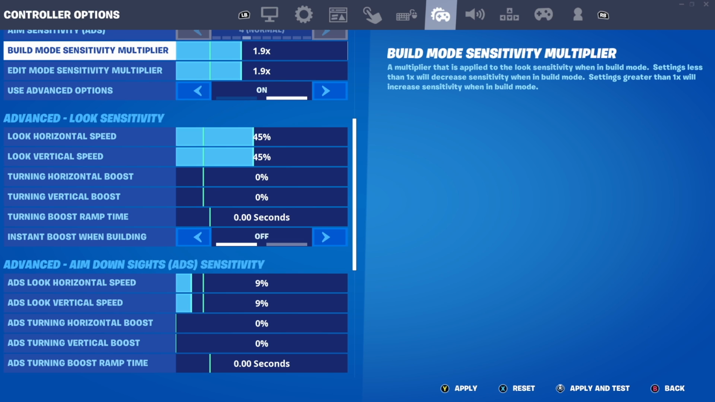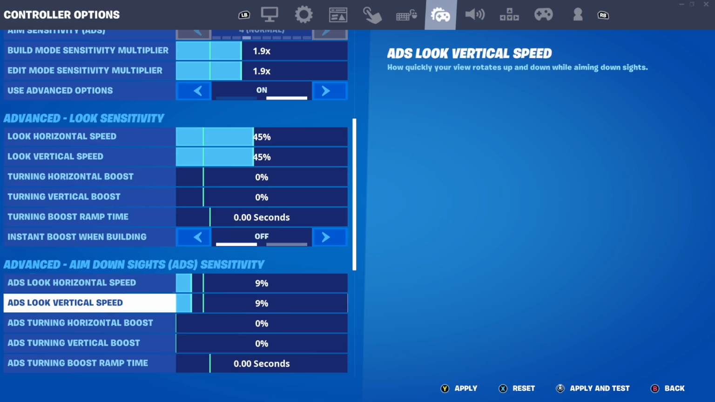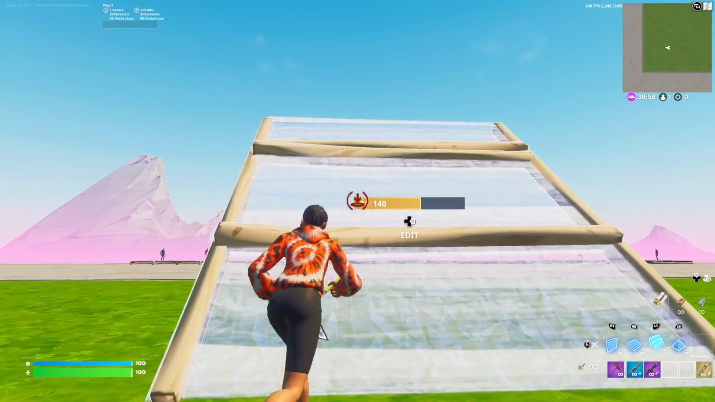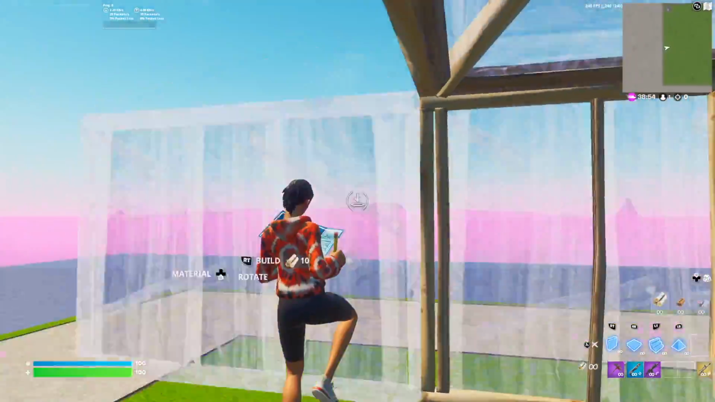So here are the low sensitivities. If you have this or under for any of these categories, I would consider that to be low for that specific category, because you can have a low X and Y sensitivity and then a high building.